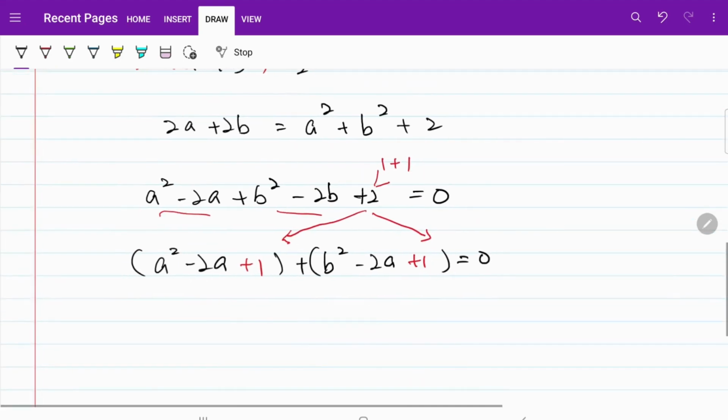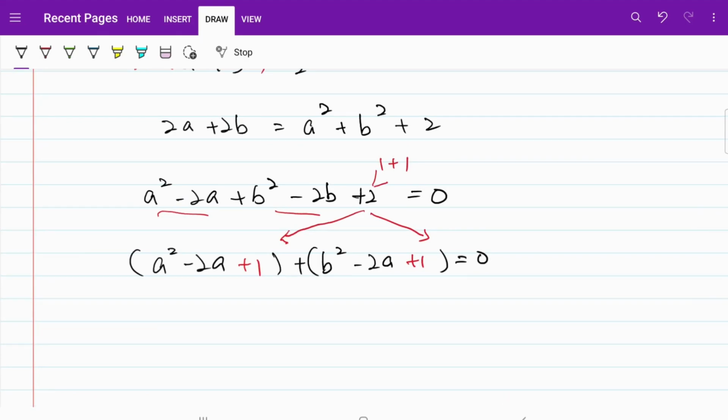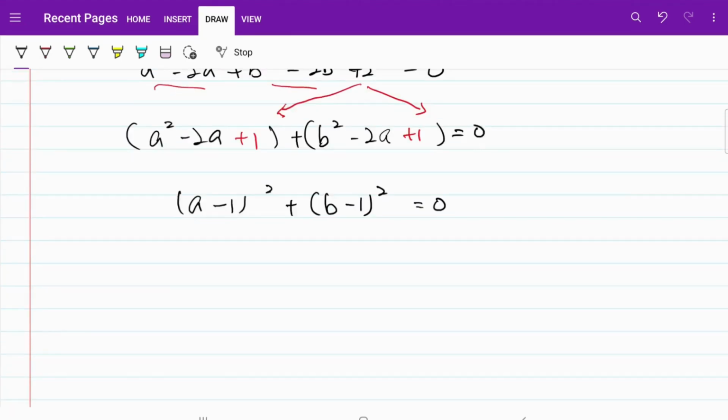If you notice, each of the brackets can conveniently be factorized into a minus 1 square plus b minus 1 square equal to 0. From here, we have a way to work out the values of a and b. I apologize, that's a mistake from earlier. Let me correct it. It should be b squared minus 2b plus 1. From there, we can factorize that into b minus 1 square. So what I have now is a minus 1 square plus b minus 1 square equal to 0.